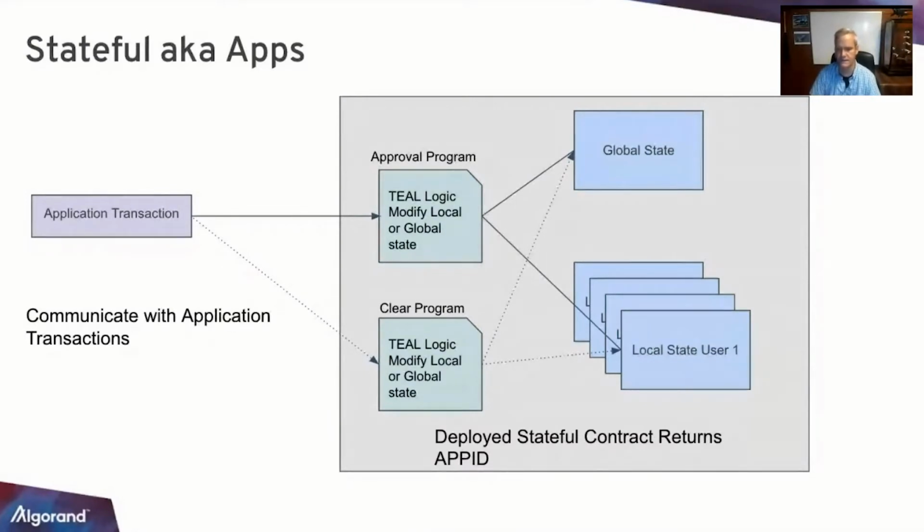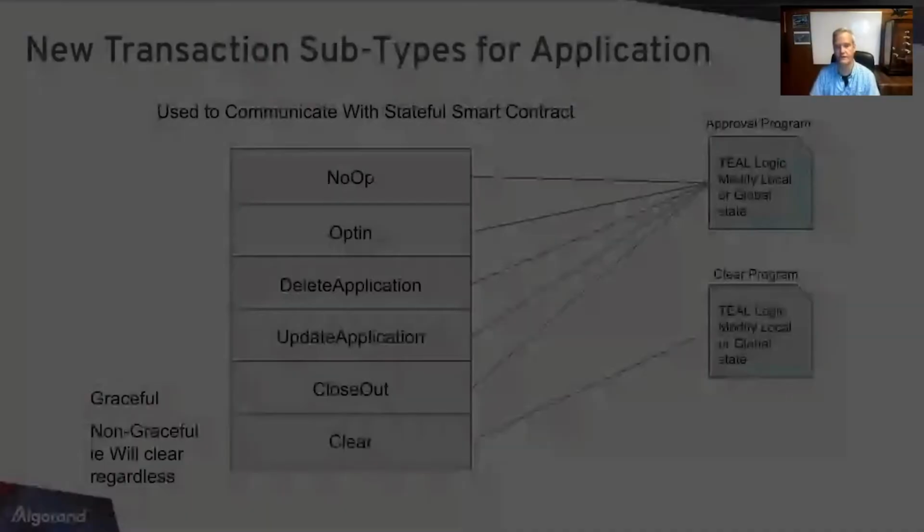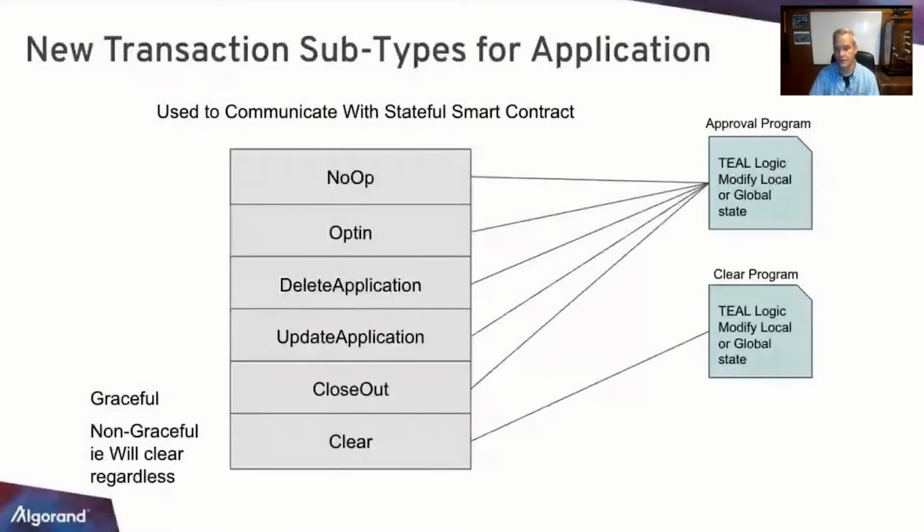They manipulate state. I'll talk about the two programs on the next slide, but as I said earlier, you communicate with the stateful smart contract with what we call an application transaction. There are 6 types of those transactions, and these are the ones listed here. You have the no-op application transaction, which is just the standard transaction call to any stateful smart contract. This is typically where you'll implement your logic. Most of your logic is in a no-op application transaction call. Then you have the opt-in call transaction type. Anyone who wants to opt into your stateful smart contract will use that transaction type.